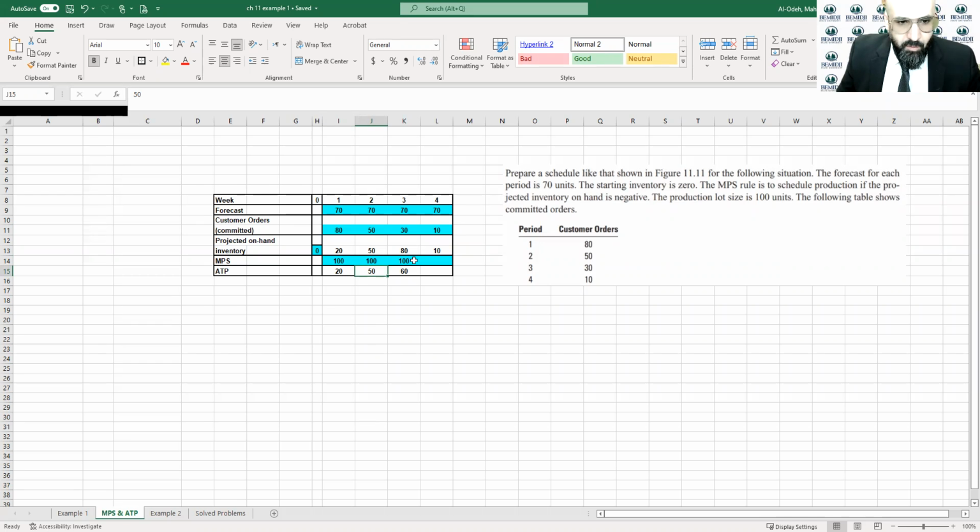And now for the third period, the available to promise would be 100 minus 30 plus 10, which is 40. That will give you 60. So again, the available to promise would be equal to the MPS minus the customer orders before the next MPS. So we don't have any next MPS for week 4. Therefore, this would be considered.